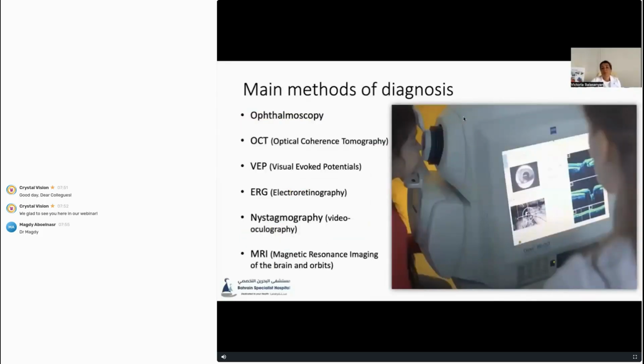The main purpose of diagnosing nystagmus is to determine the genesis of the disease, as this affects the treatment. Often some patients require surgery first and only then outpatient treatment. Diagnostic methods such as visual evoked potentials or electroretinography, fundoscopy, OCT, and MRI examination help us to achieve these goals.